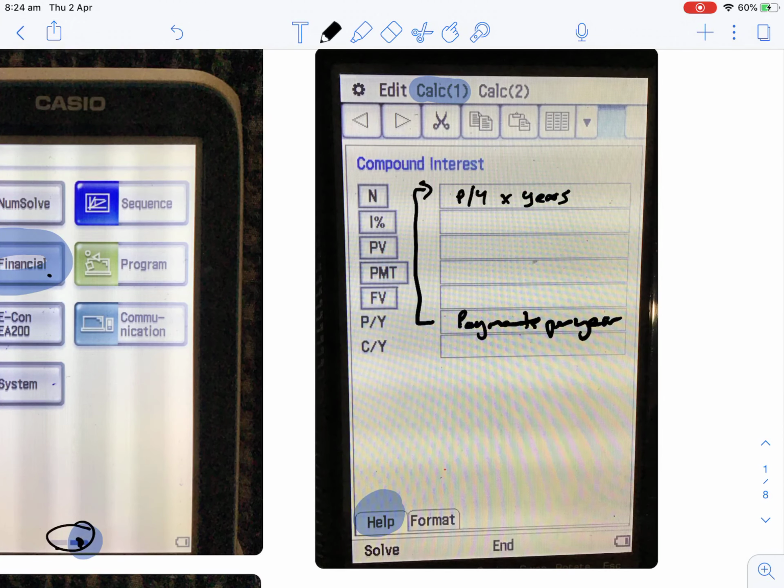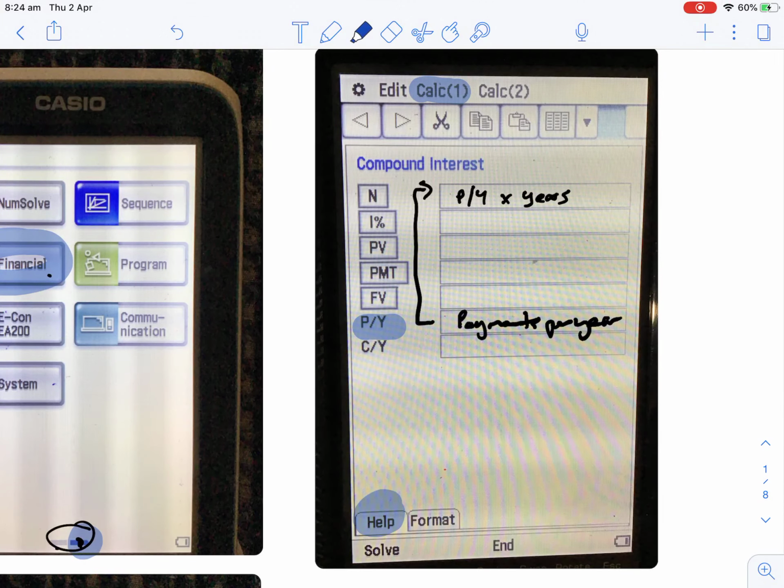Sometimes you're actually not going to type anything into N though. Sometimes it's N you're trying to solve for. So often the question will ask, how long will it take you to pay off a loan? In that case, you're going to fill in all the rest of the buttons and then tap on N to solve. But you've got to remember still in that case to interpret that N back in relation again to this PY.